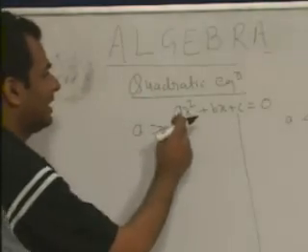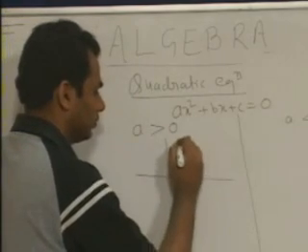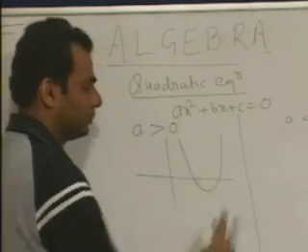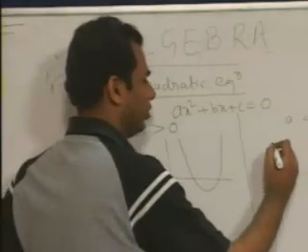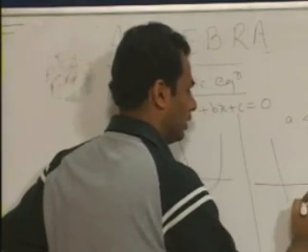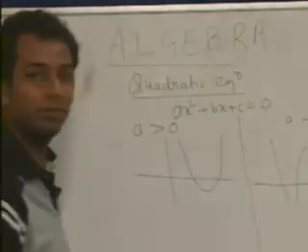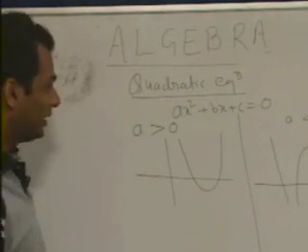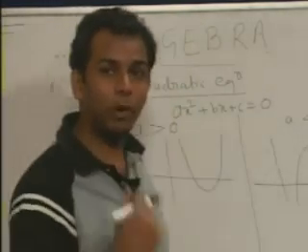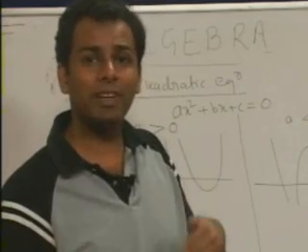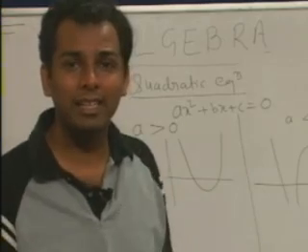Now, when a is greater than 0, the graph of the quadratic equation is always like this one. It is a curve like this one. And when a is less than 0, the graph will be like this one. Again, it is a curve. Now, when I am plotting the graph of any quadratic equation, there are three different possibilities, because we have discussed three different conditions: D is greater than 0, D is equal to 0, and D is less than 0.